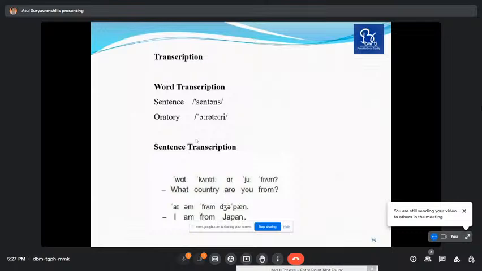So here are two types. We should note this point. See the example of sentence transcription that I am trying to show you. What country are you from? I am from Japan. So here I am trying to show you sentence transcription.